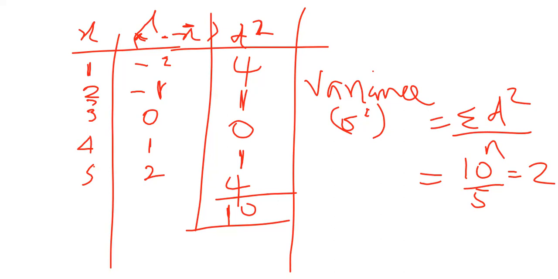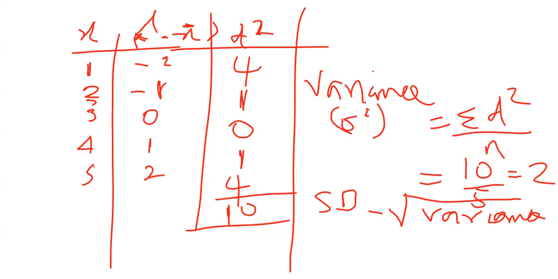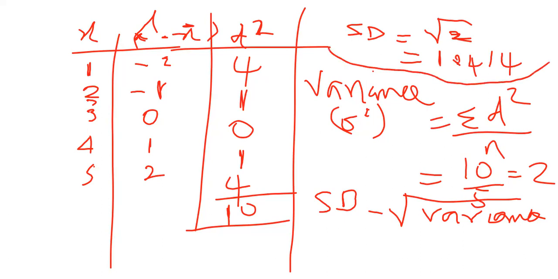And if you can still recollect, standard deviation is equal to the square root of variance, which means standard deviation is equal to the square root of 2. The square root of 2 is 1.414. Agreed? Yes, so that is the solution to that problem.